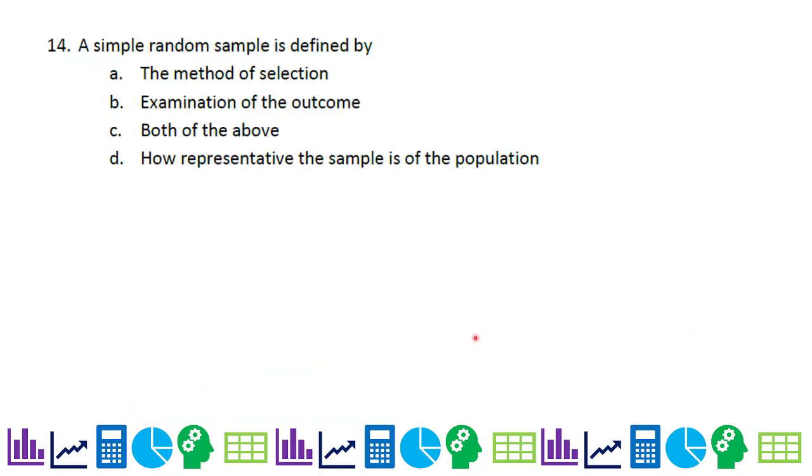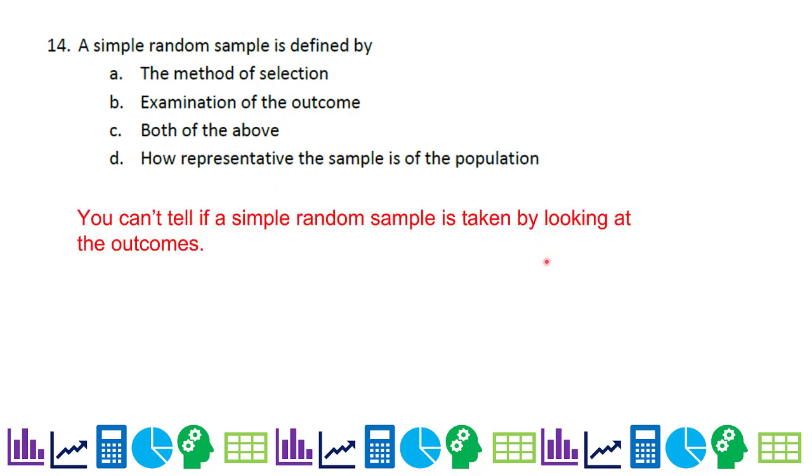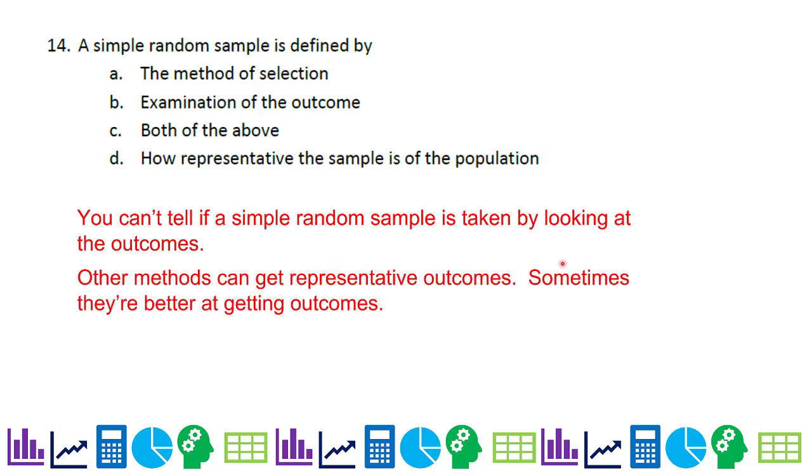And our last problem, a simple random sample is defined by the method of selection, examination of the outcome, both of these, or how representative the sample is of the population. You can't tell if a simple random sample is taken by looking at the outcomes. So it's not B, I can tell you that right now. And other methods can get representative outcomes. Sometimes they're actually better, like if you do stratified, right? You can make sure you get representation from each group.